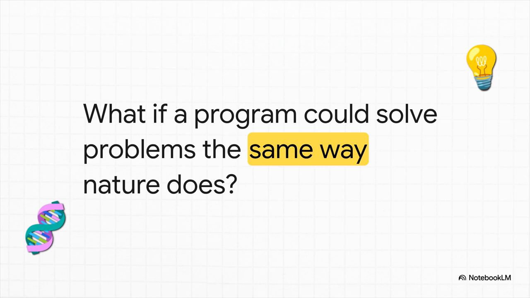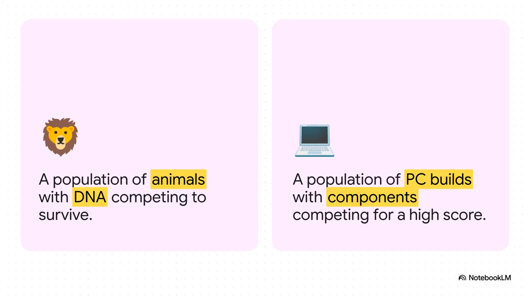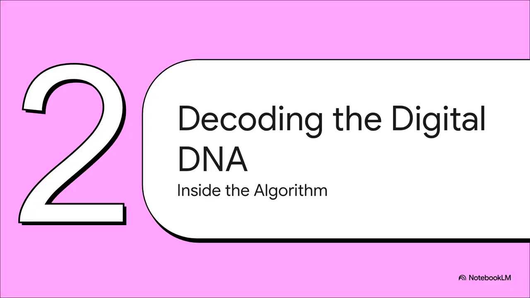So, some very smart computer scientists started asking, hey, what if we could make our programs do that? And what's so cool is how perfectly the ideas translate. In nature, you've got a population of animals, each with its own DNA, all competing for survival. In our program, we have a population of PC builds, each with its list of parts, competing for the highest score. The ones that are the fittest get to continue. It's a perfect parallel. So that's the theory, but let's see how this brilliant idea actually works when you put it into practice inside a computer.